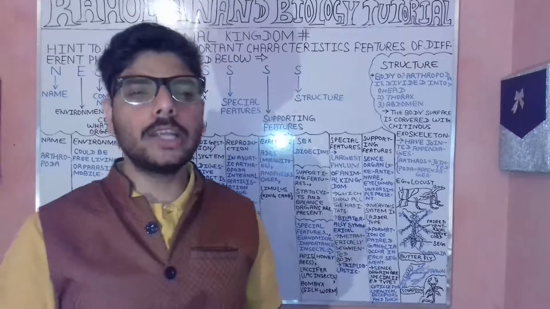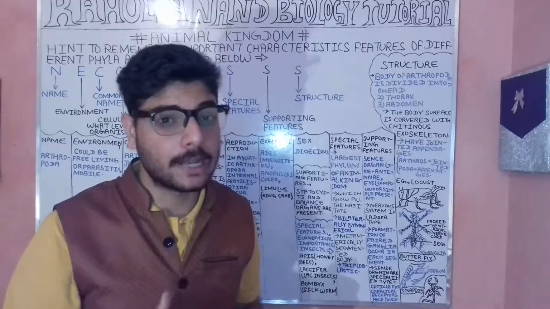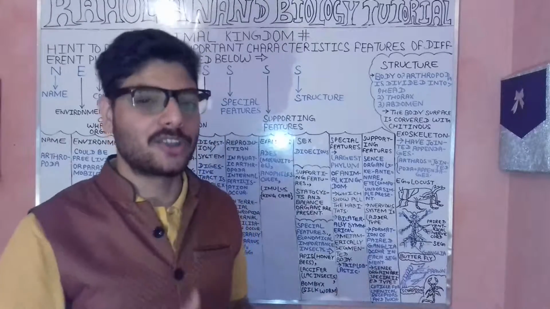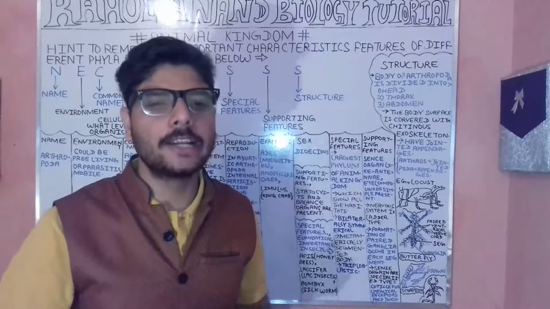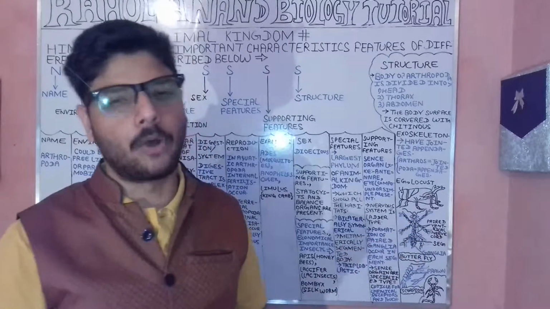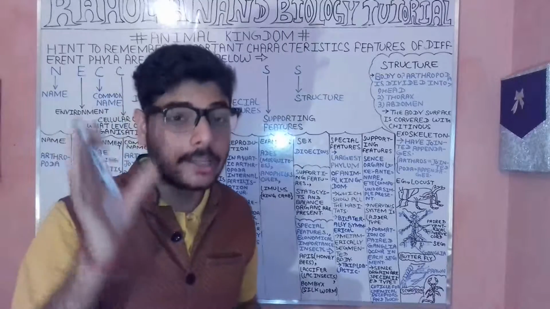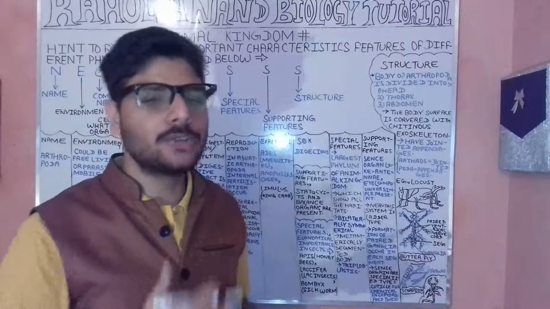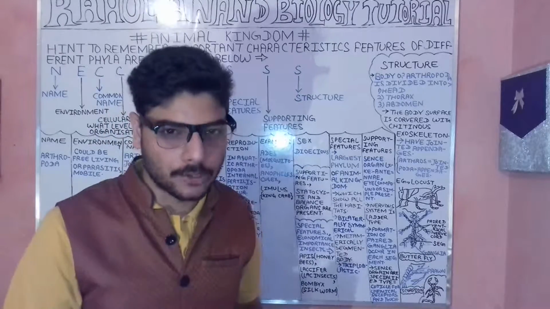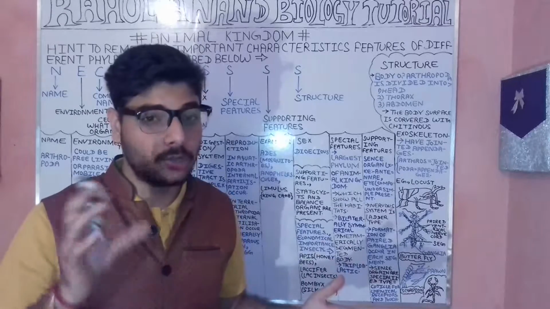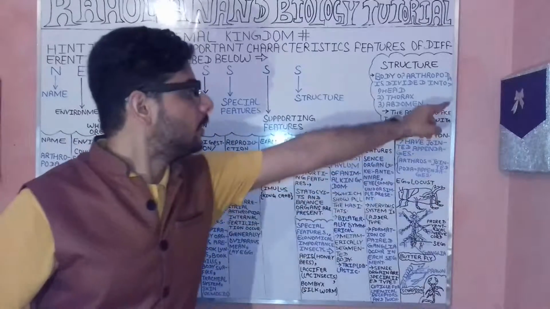Now, what are the specialized features with reference to the structure of the Arthropoda? Their body is divided into three broad categories: the head, then the thorax, then the abdomen in nature. As well as their body is covered with a chitinous exoskeleton. Okay, fine. So you can find it on the board here.